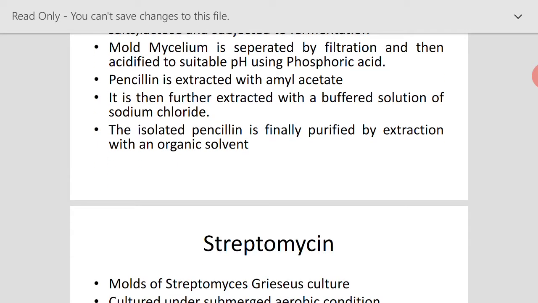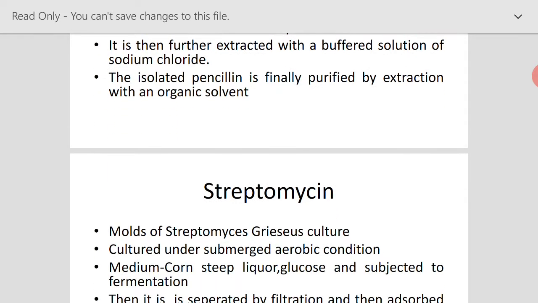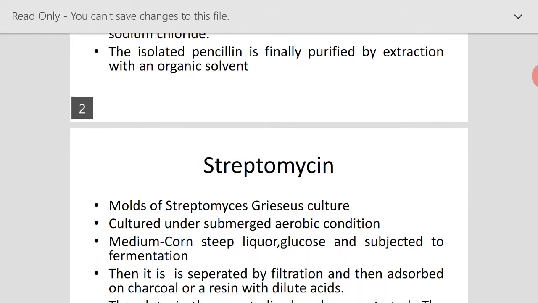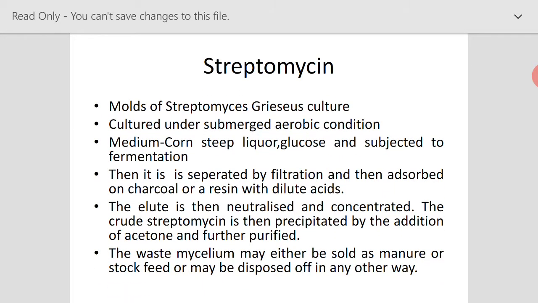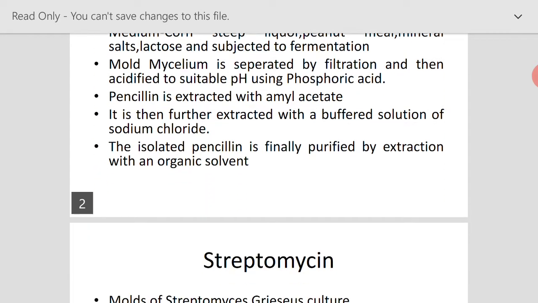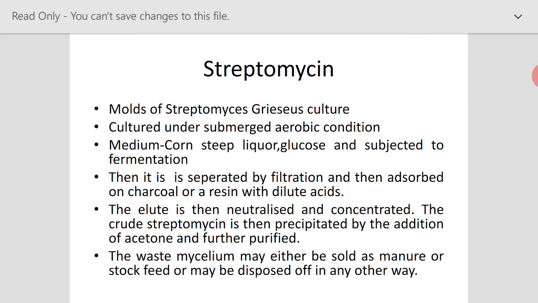When you go to streptomycin, the process is the same as that of penicillin, where they do fermentation for the manufacture of streptomycin. But here the species group is different. In the case of penicillin, it is manufactured from the Penicillium notatum chrysogenum group. In the case of streptomycin, it is manufactured from the molds of Streptomyces griseus culture.